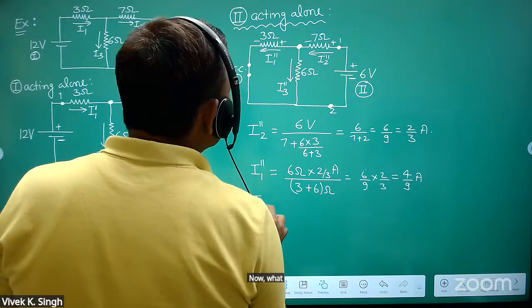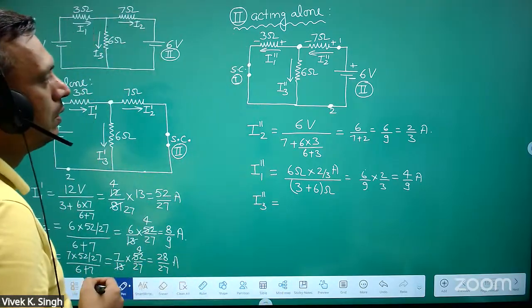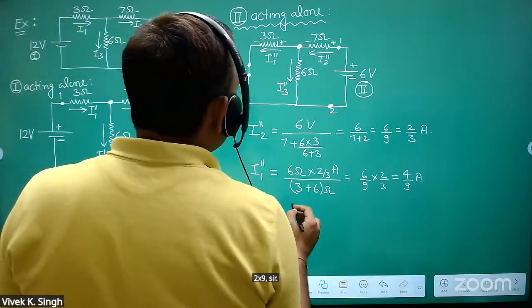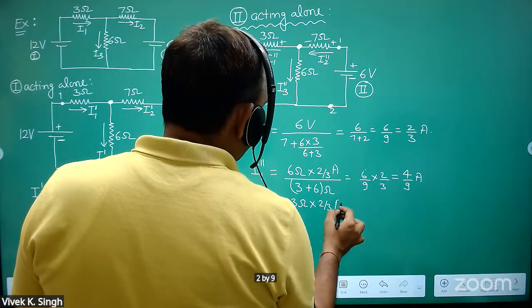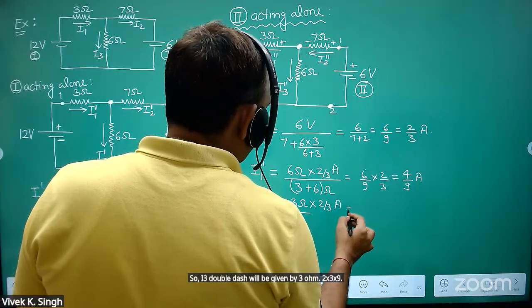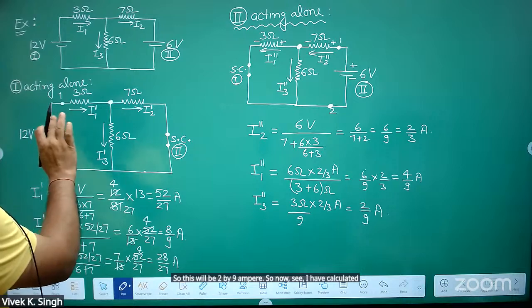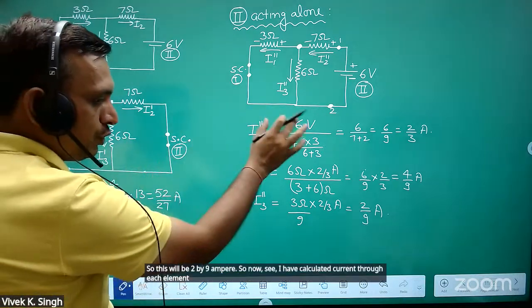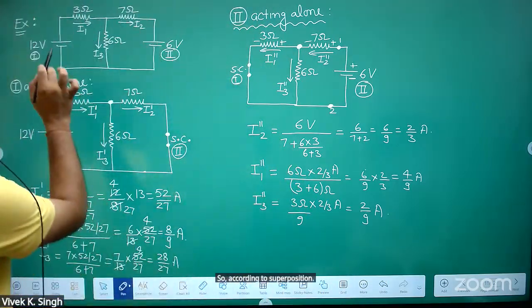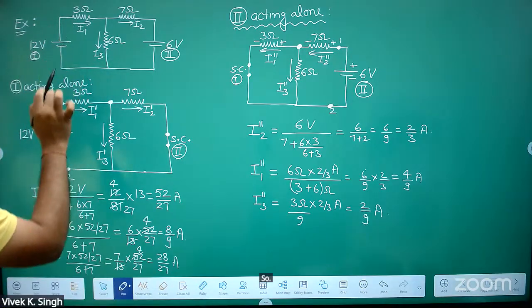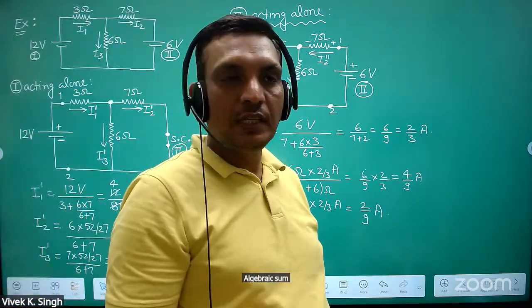Now what will be I3 double dash? 2 by 9, sir. So I3 double dash will be given by 3 ohm, 2 by 9, sir, 2 by 3 by 9. So this will be 2 by 9 ampere. So now see, I have calculated current through each element due to individual source acting alone. So according to superposition, we have to find this current. This current is the algebraic sum of the current due to individual sources. Algebraic sum means you have to see the direction also.